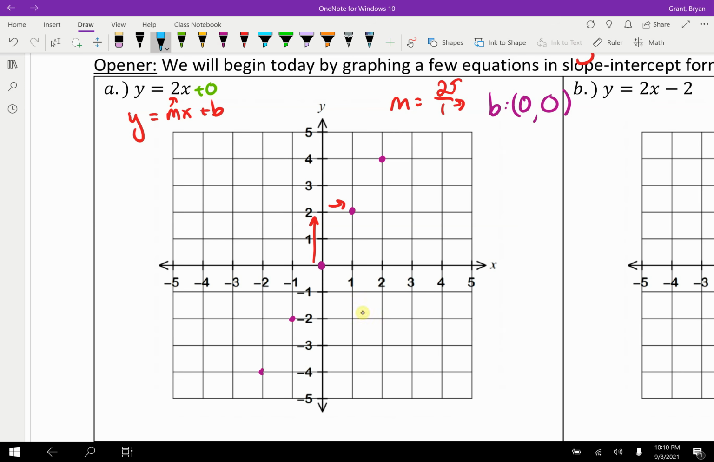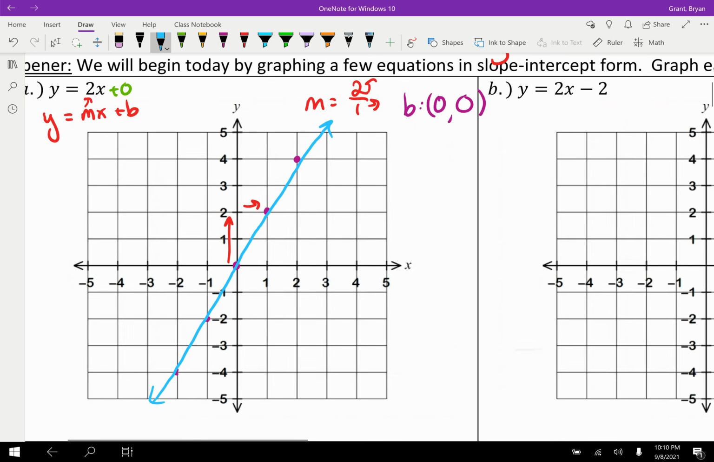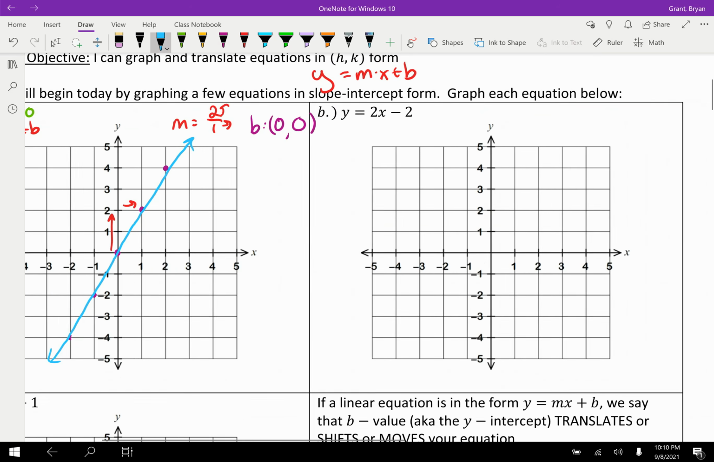We're moving a little faster today because we just did this last class and you got a bunch of practice in. So, ended up here, nothing bad. Let's try our next one. y equals 2x minus 2. Okay, our slope is going to be that 2 over 1. That tells us how to move, but we need a point first, and that's going to be key for today.